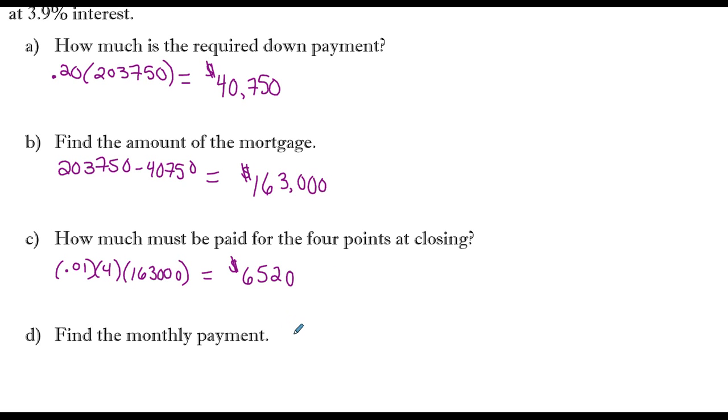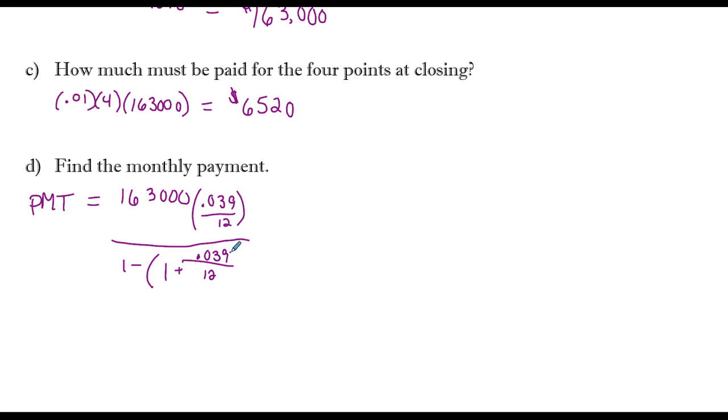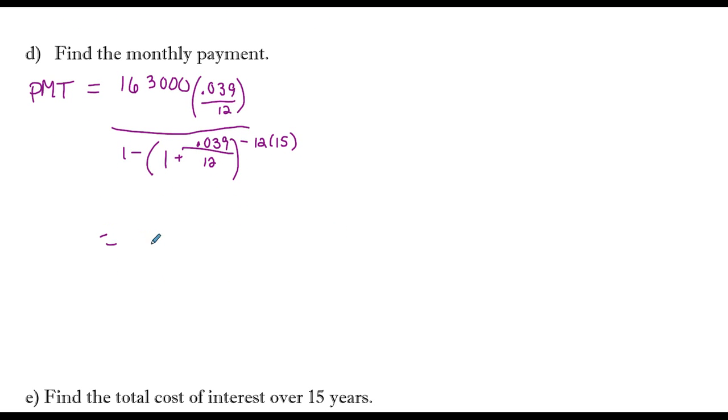Now, the monthly payment amount, we're going to have to calculate using the payment over time formula. We are borrowing $163,000, so that is 163,000 times our rate, 0.039, because we've converted to a decimal, divided by the 12 months. All of that divided by 1 minus 1 plus 0.039 divided by 12, all raised to the negative 12 times 15, since we are paying this back over 15 years. And when going through our calculations, we get that our payment amount is equal to $1,197.54. So each month for 15 years, this is the amount that you would have to pay for your mortgage.